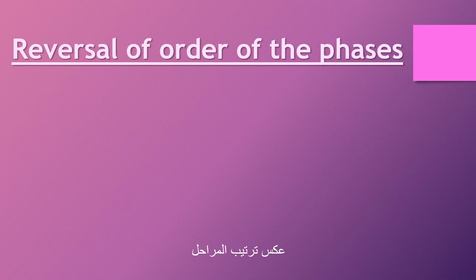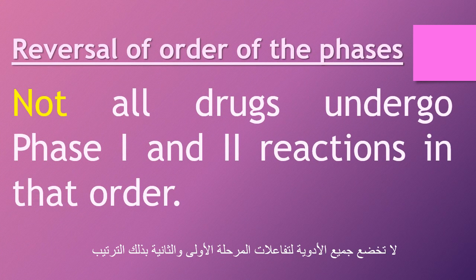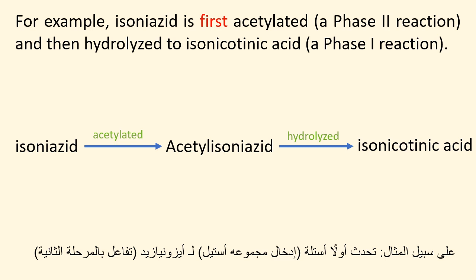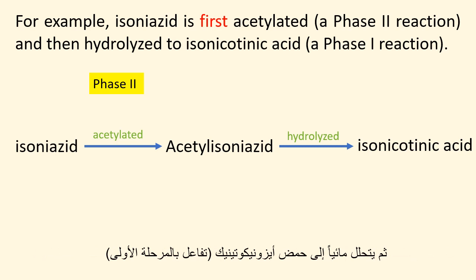Reversal of order of the phases. Not all drugs undergo phase 1 and 2 reactions in that order. For example, isoniazid is first acetylated, a phase 2 reaction, and then hydrolyzed to isonicotinic acid, a phase 1 reaction.